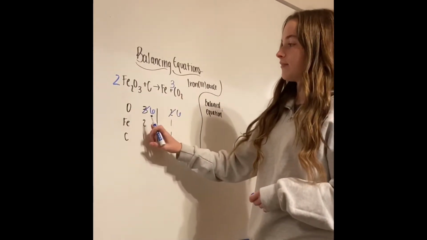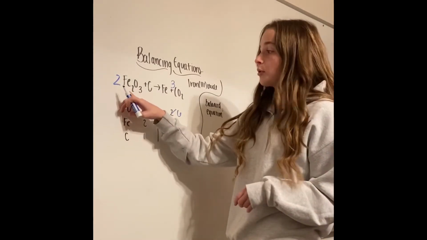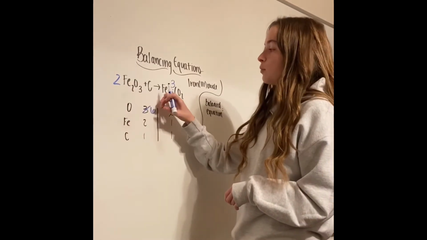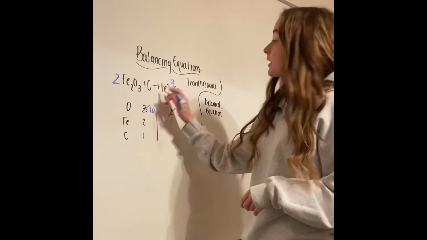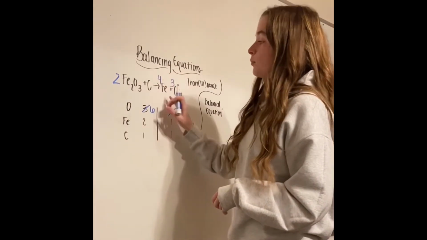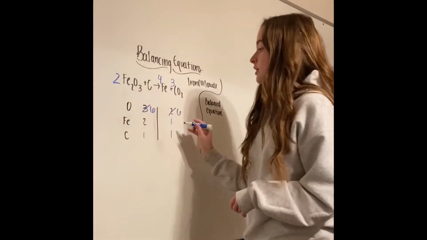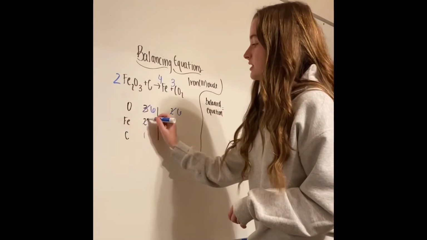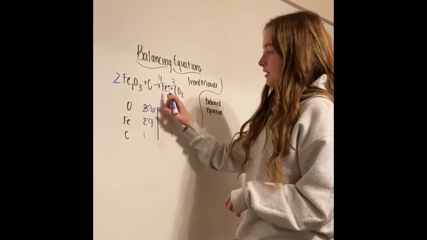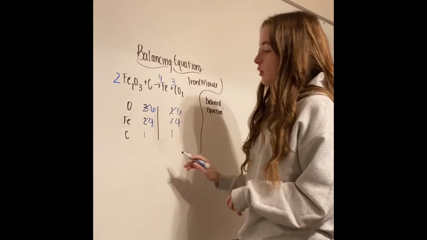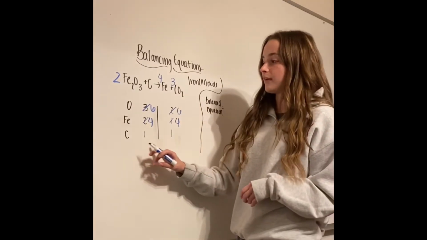So now we go to Fe. We see on this side that we now have 4 Fe, 2 times 2, and we only have 1 Fe on this side. Therefore, we're going to add a 4 on the product side of the equation. So therefore, 2 times 2 makes this 4 on this side, and 4 times 1 makes this 4 on this side.